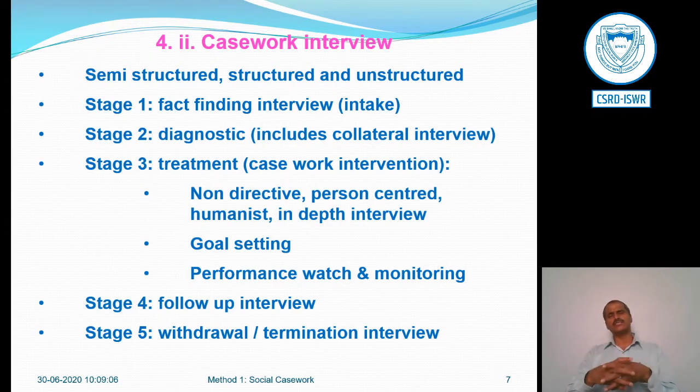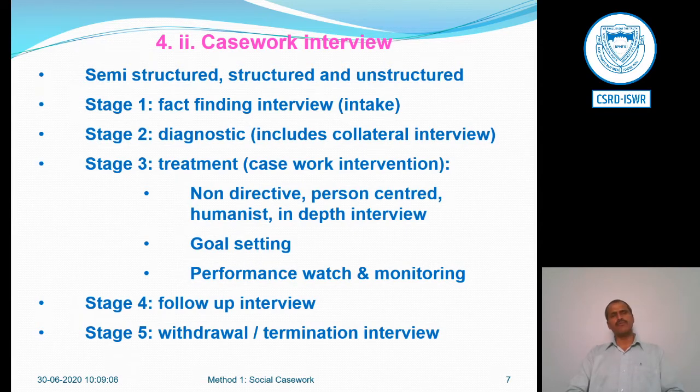We can broadly classify as per the process. There are 5 types of interview. The first one, intake. As I have explained, the intake record is prepared by means of a casework interview, which is called the fact-finding interview, or intake interview. This is mostly a structured interview. There is a format, we ask questions, and write the answers objectively and briefly, and that becomes the case record. That is called the fact-finding interview or the intake interview.